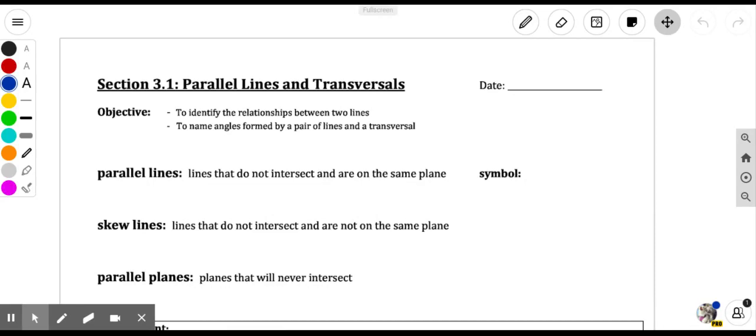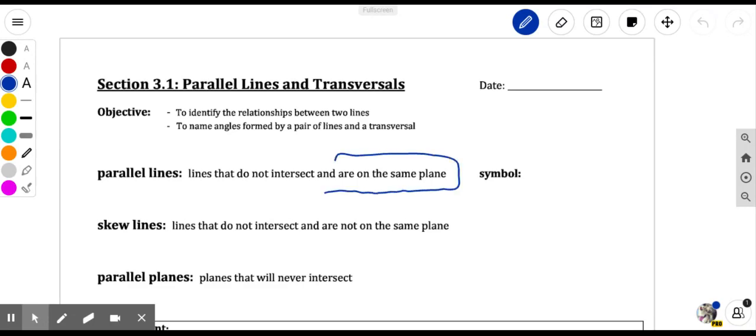Okay, so this section has a lot of definitions. It's on parallel lines and transversals. And so it's a lot of vocab and just naming things. So it should be pretty straightforward. So first, parallel lines. You've definitely learned about parallel lines before. They are lines that do not intersect and also are on the same plane.